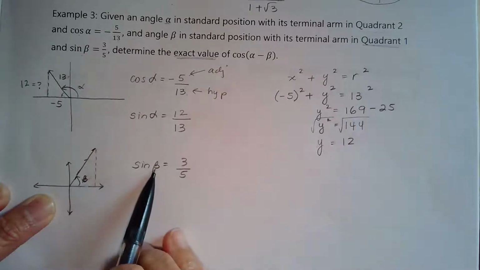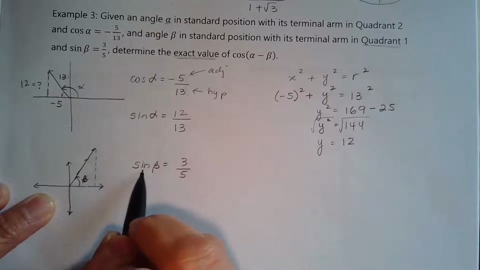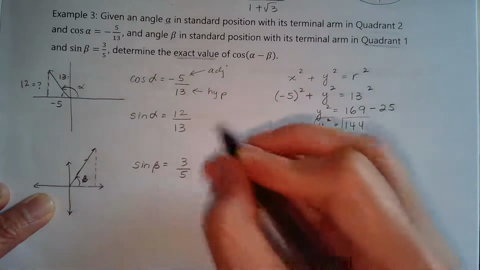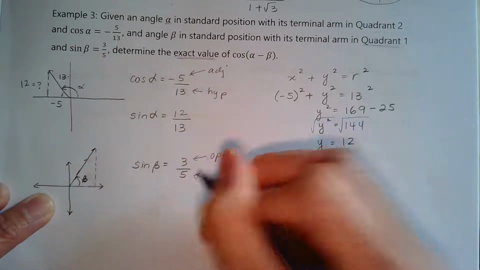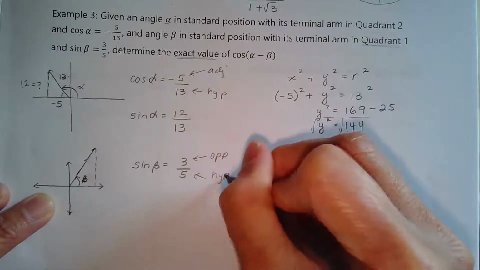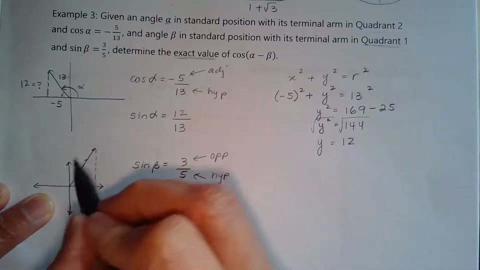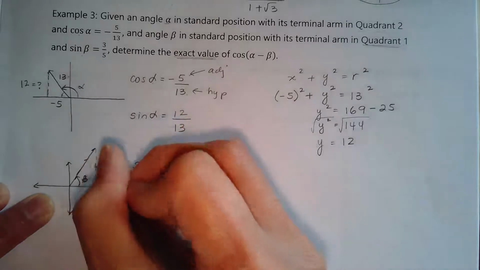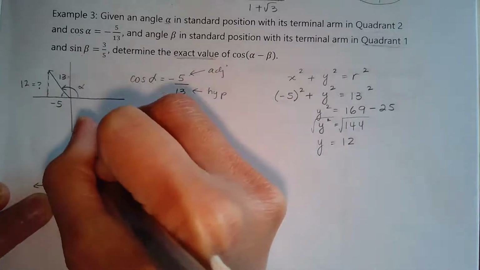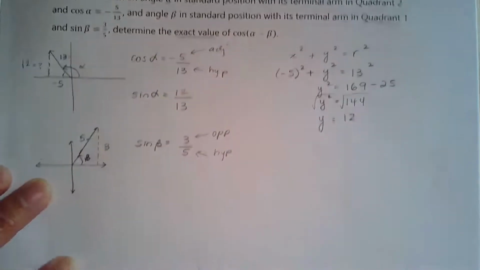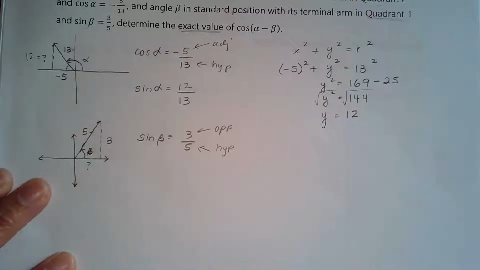So sine of beta is 3/5. What does that mean? Sine of beta is opposite over hypotenuse. So where's the opposite side? Opposite is 3. Hypotenuse is 5. So we're really looking for this piece right there.